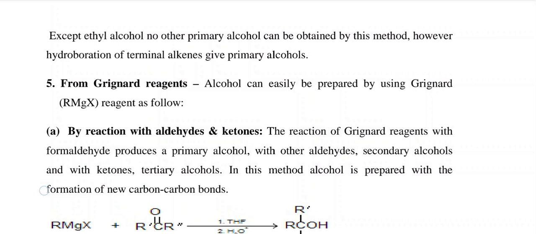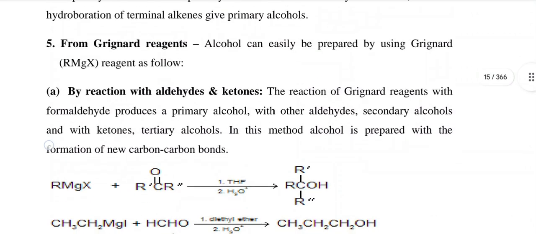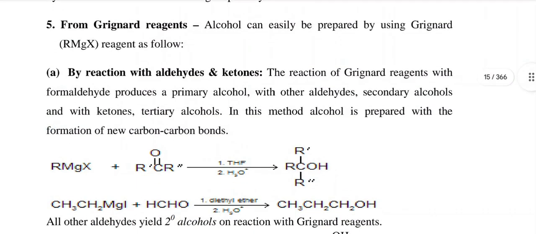Fifth, from Grignard reagent. Alcohol can easily be prepared by using Grignard reagent, by reaction with aldehydes and ketones. The reaction of Grignard reagent with formaldehyde produces a primary alcohol, with other aldehydes secondary alcohols, and with ketones tertiary alcohols. In this method, alcohol is prepared with the formation of a new carbon-carbon bond.